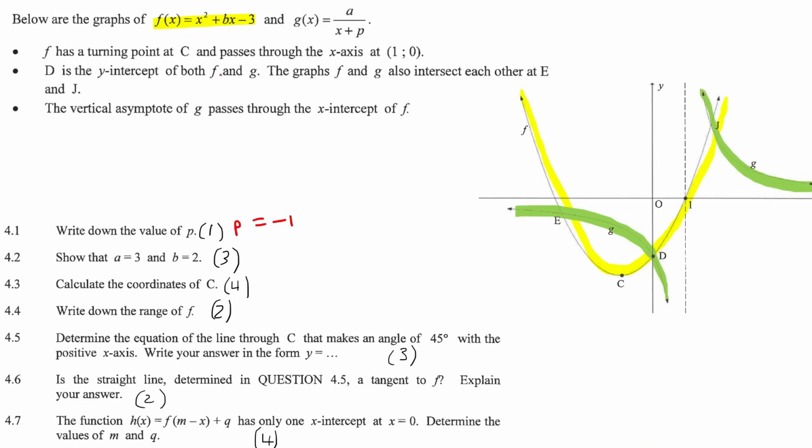But now we must be a little bit careful, because sometimes they're not going to give you x plus p. Sometimes they're going to say x minus p. So how do we handle this? Well, we know that the answer has to have an x minus 1 at the bottom. We know that.